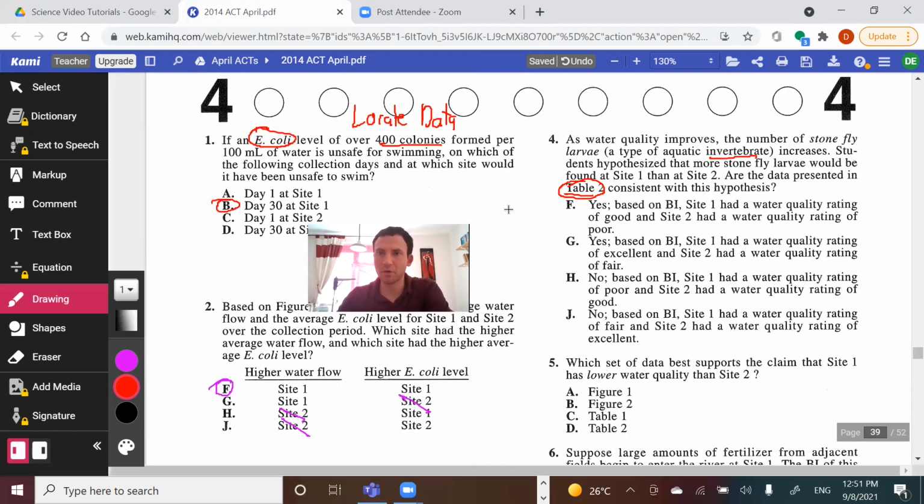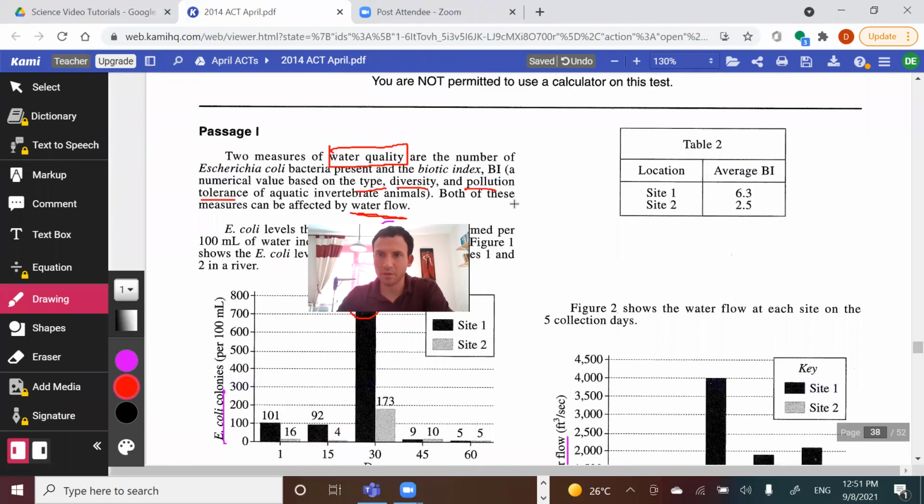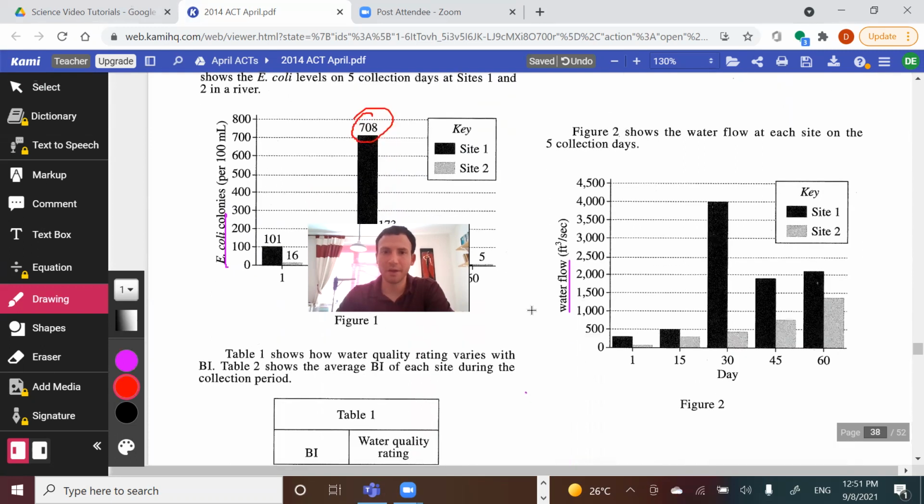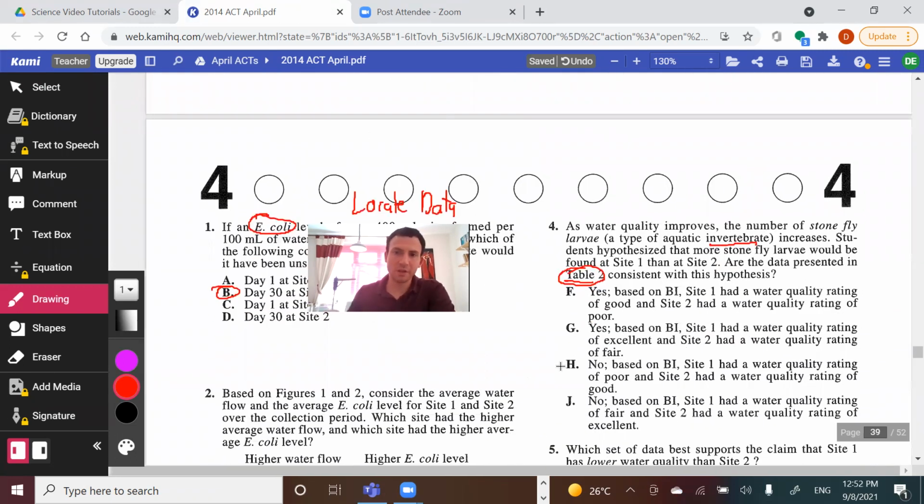So let's go to table 2 and see if site 1 has the better water quality. So table 2, sure enough, site 1 has a better water quality. So their hypothesis, or their assertion, is supported, right? Because higher BI means better water quality. So F is yes. So we know it's not enough.